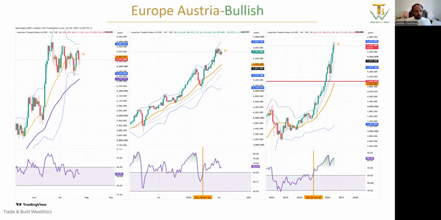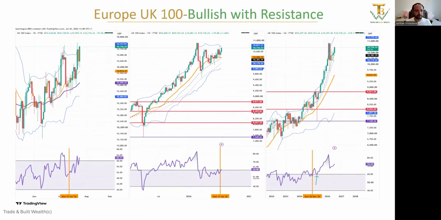Austria is also bullish. The daily is sideways right now. Let's see where it breaks. If it breaks above the sideways zone, then this could become more bullish than the rest of them. But right now, comparing it to Spain and Ireland, Austria is not that bullish, but it is still in the bullish zone.